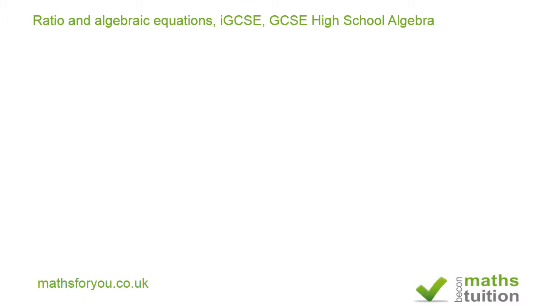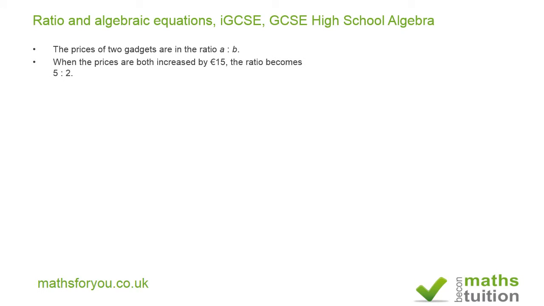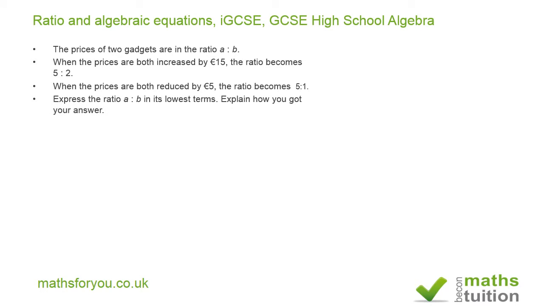Here we go. It says the prices of two gadgets are in the ratio A to B. When the prices are both increased by 15 euros, the ratio now becomes 5 to 2. When the prices are both reduced by 5 euros, the ratio becomes 5 to 1. Then it says, express the ratio A to B in its lowest terms and explain how you got your answer.